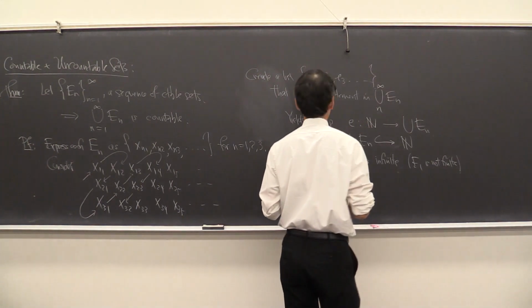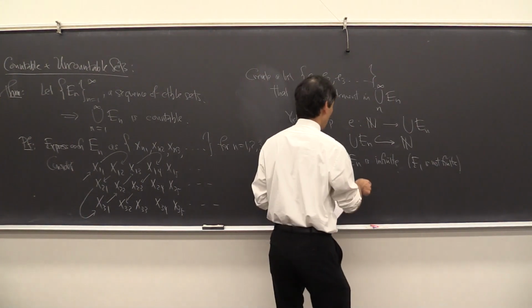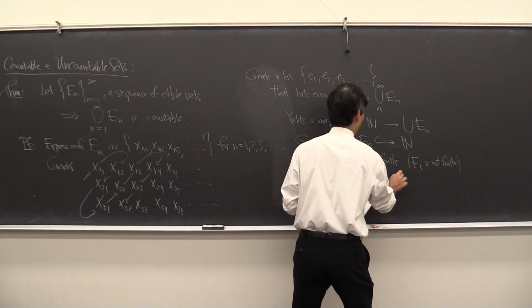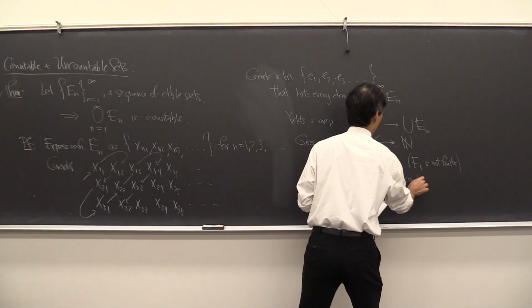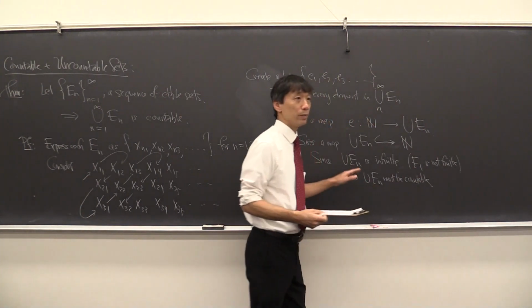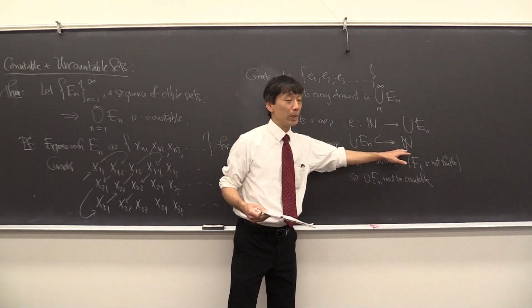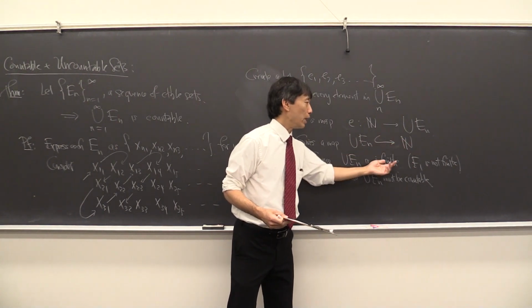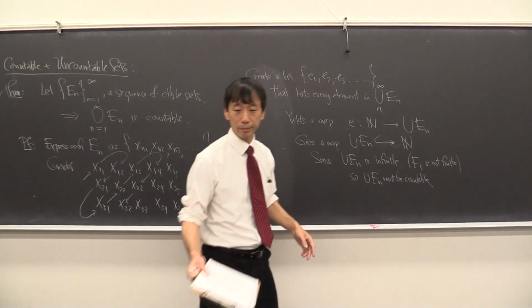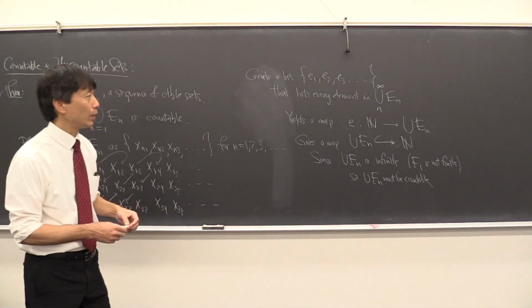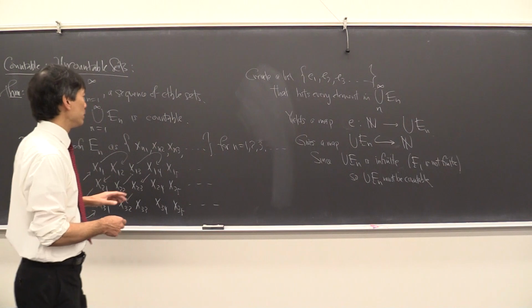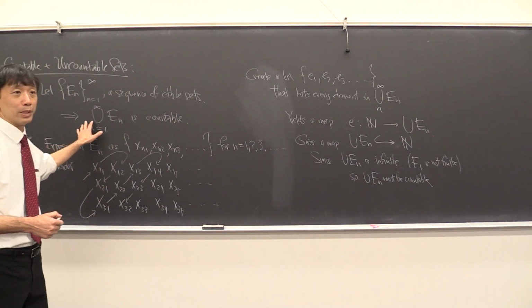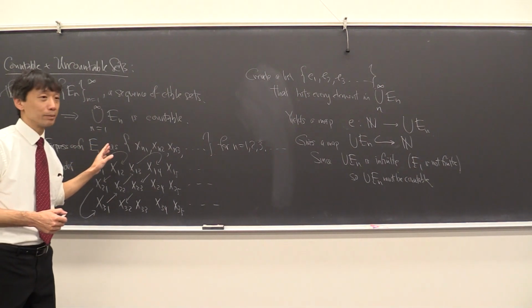It was countable. So it must be countable. Does it make sense? Being a subset of N means that it was either finite or countable. We know it's not finite, so it must be countable. Okay, so that's nice. A countable union of countable sets is still countable. Good.